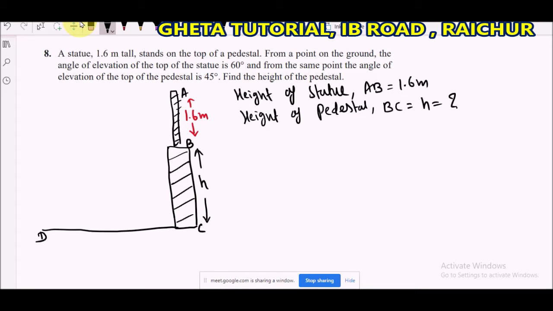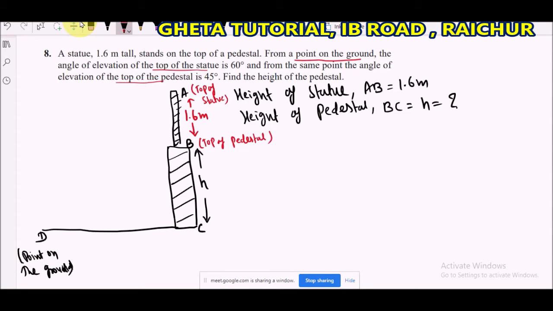Now D is the point on the ground. From this point an angle of elevation will be given. From the point on the ground, the angle of elevation at the top of the statue, here A is called the top of the statue, is 60 degree. From the same point, the angle of elevation at the top of the pedestal, so B is called the top of the pedestal.